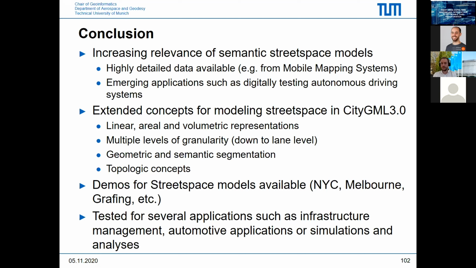This is why CityGML 3.0 offers revised and extended concepts for linear, areal, but also volumetric representation using spaces, for example. Multiple levels of granularity are possible down to lane level accuracy. You can have a geometric and semantic segmentation using the section-intersection concept. And there are also new topologic concepts such as the predecessor-successor concept. I showed you some demos for New York City, Melbourne, and Grafing.